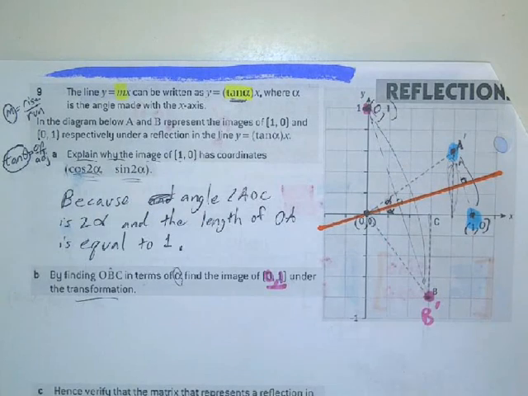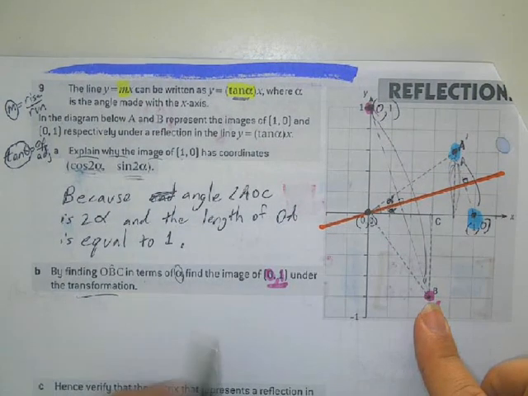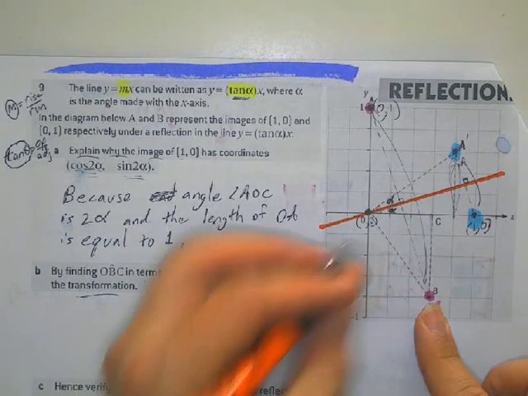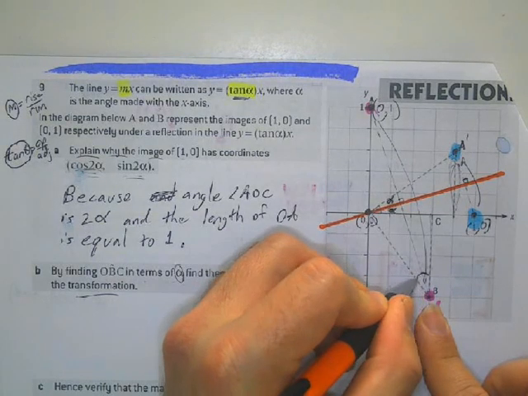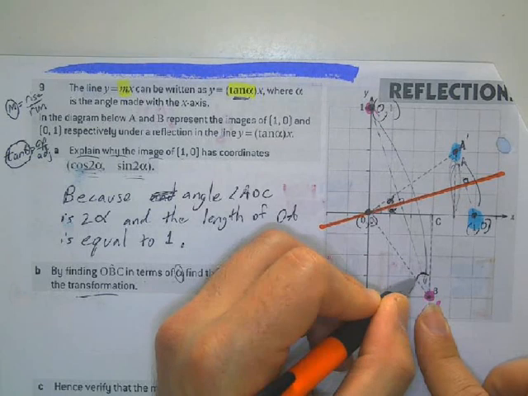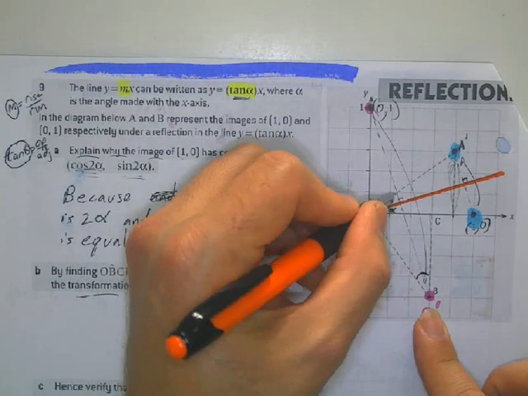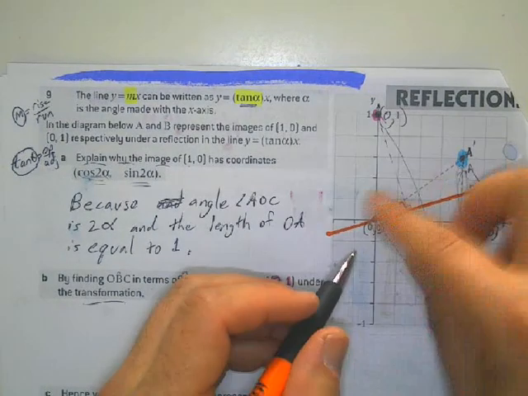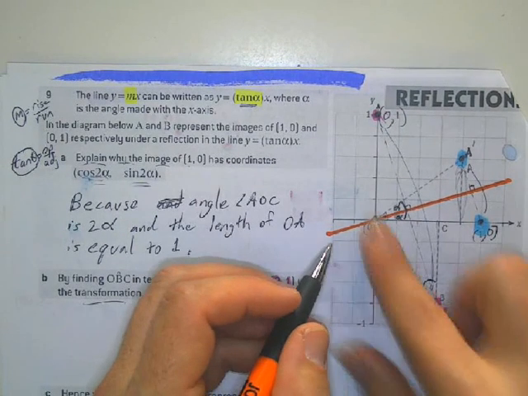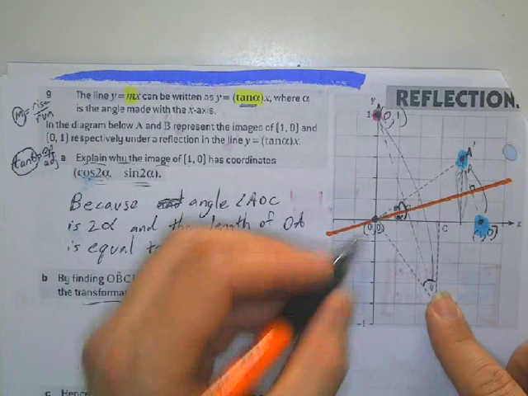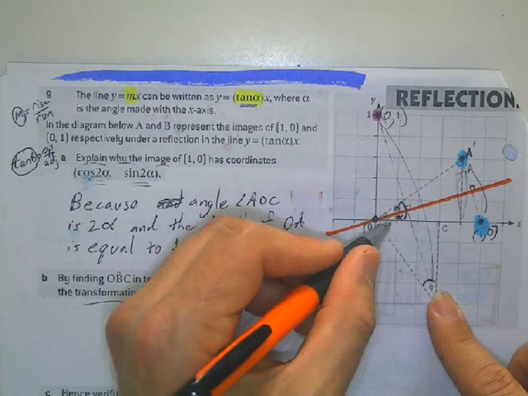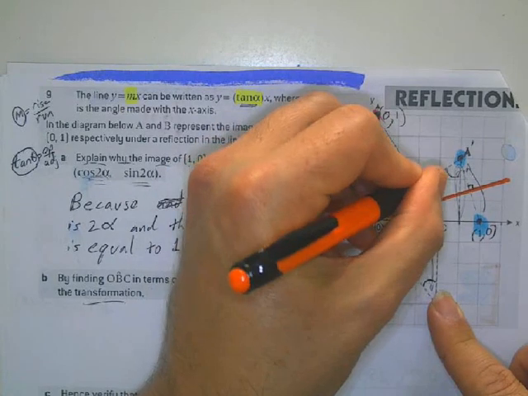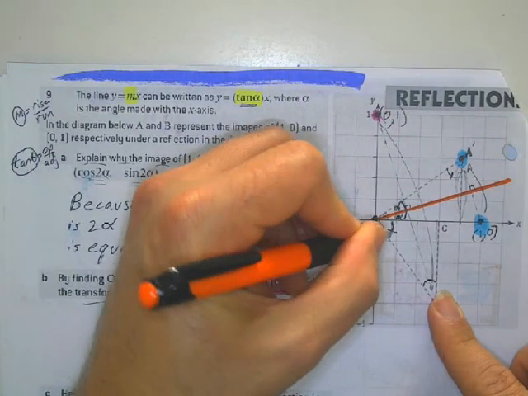So you might notice that this angle here and this angle here are the same. These are similar triangles, okay? And this angle here and this angle here are the same. We don't know that angle with the dash, and I'm not going to worry about it.